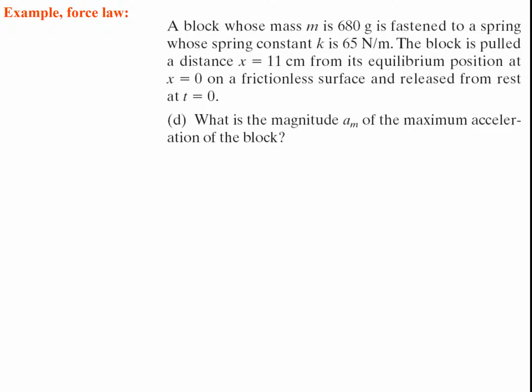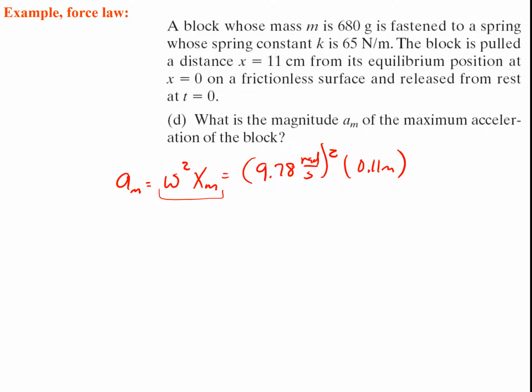Okay. Now the next part is, what is the magnitude of the maximum acceleration? All right, well, we saw that the acceleration amplitude, or the max amplitude, was given by omega squared, xm. This was just that part of the function at the beginning that's outside of the cosine function. So this is going to be 9.78 radians a second, squared, times the max position, which is 0.11 meters. All right, so our max acceleration is then going to be 11 meters per second squared.